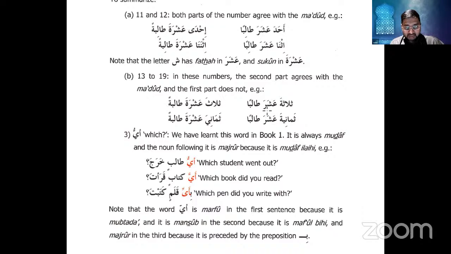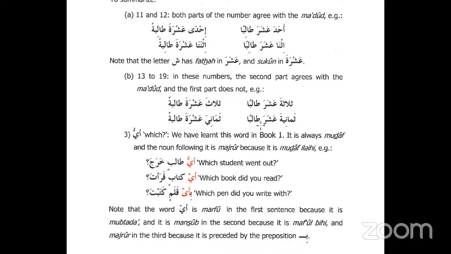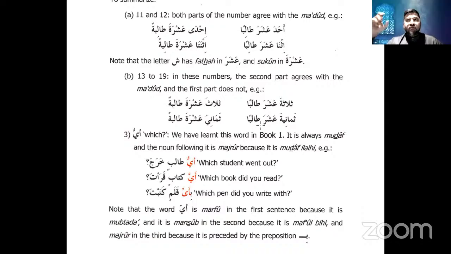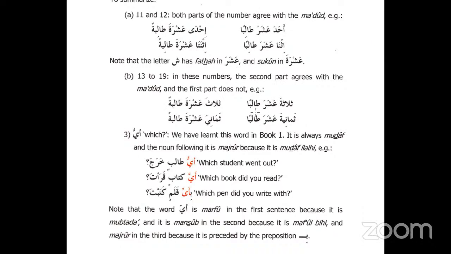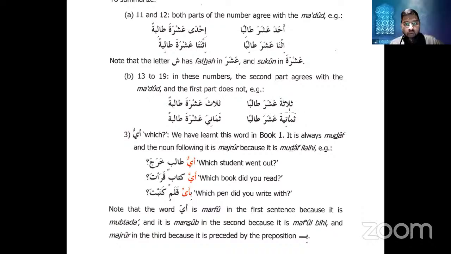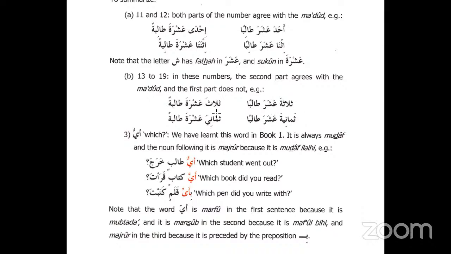Ashara is masculine, taliban is masculine, thamaniyata is feminine, ashara is masculine. So all the tens will correspond to the ma'dud, but the units will be of the opposite gender. Thamaniyata is feminine, taliban is masculine. So just remember this one. All the numbers from 13 to 19, the tens will correspond to the ma'dud. The units will be of the opposite gender. So if the ma'dud is masculine, the units will be feminine.